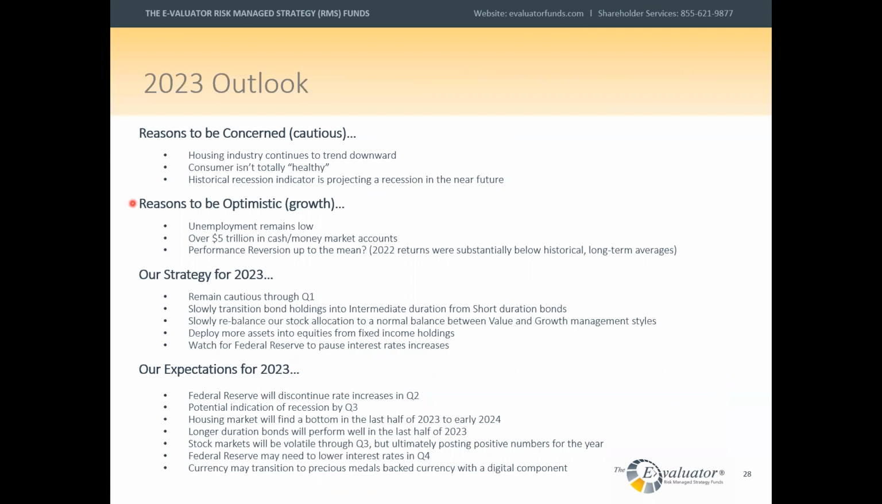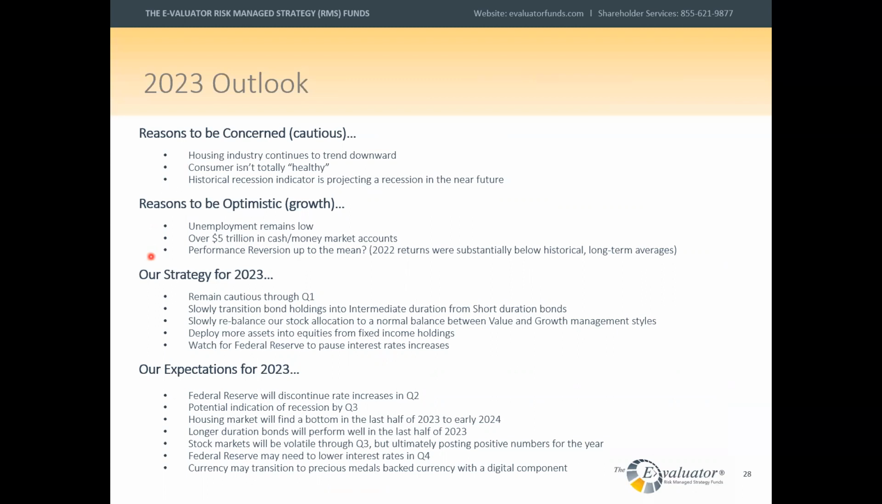Reasons to be optimistic and discard these 3 reasons for being cautious: 1, unemployment remains low. 2, we have more than $5 trillion in cash waiting to get deployed into the markets. So once the markets do turn around, that could help carry the performance for quite some time.